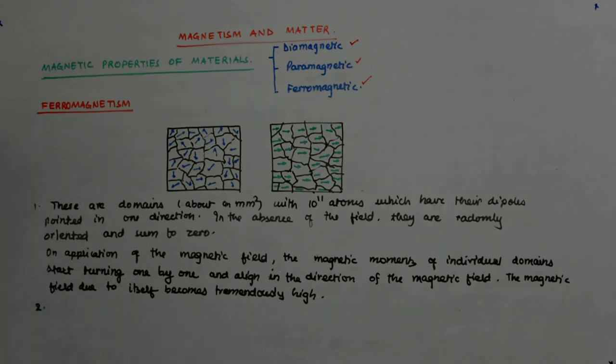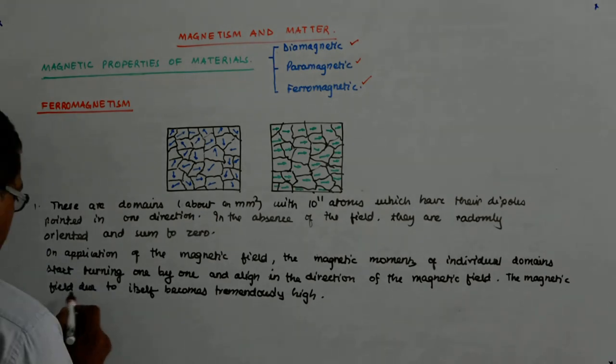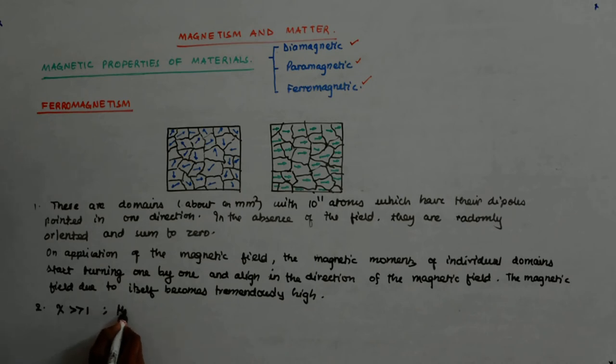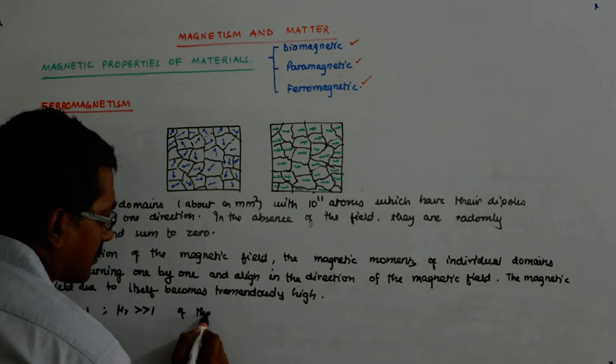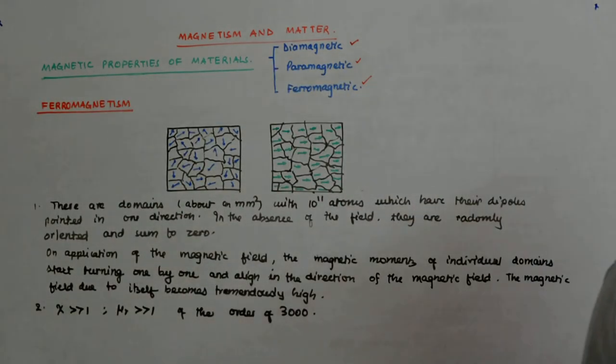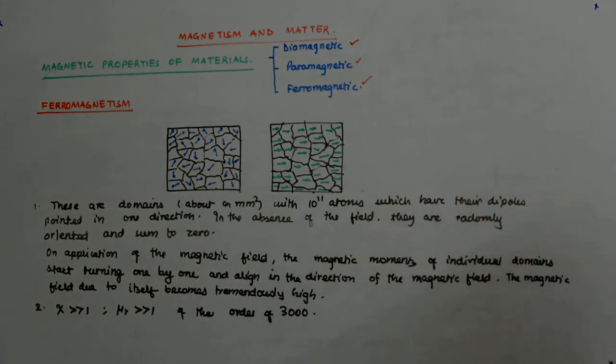The internal structure of all three, para, ferro and dia, are different. The domain kind of thing does not happen in any other. And if it would have, then they would have been behaving like this, right? So that's why you have chi very, very greater than 1, and mu r is also very, very larger than 1, of the order of 3000. You understand? So the field inside is 3000 times the field outside. That is something that is wonderful. It is of the order of 3000.